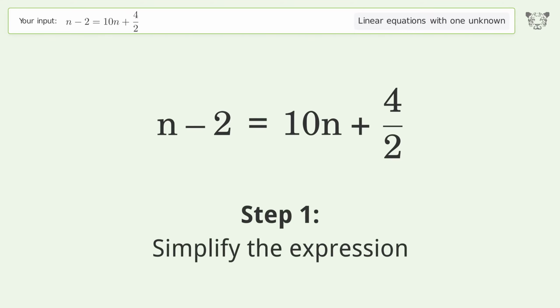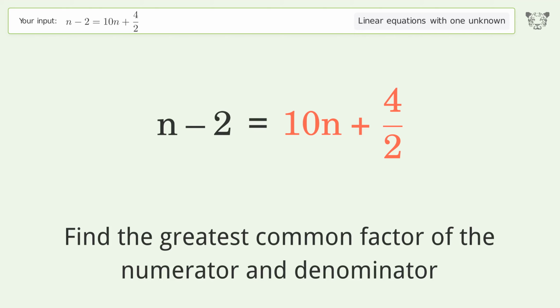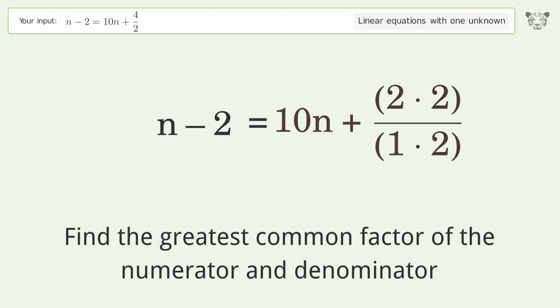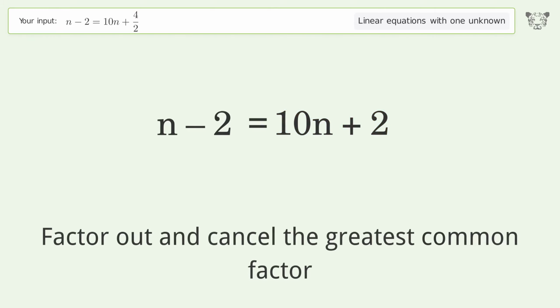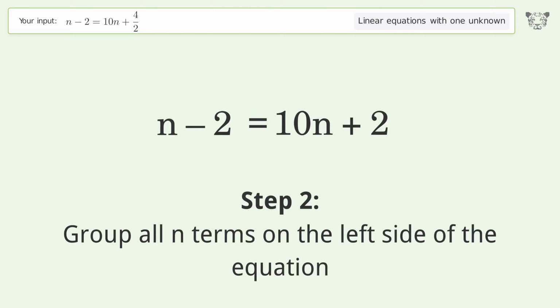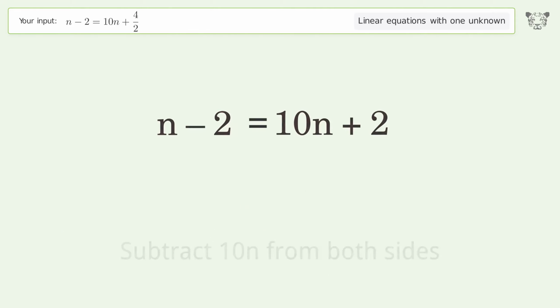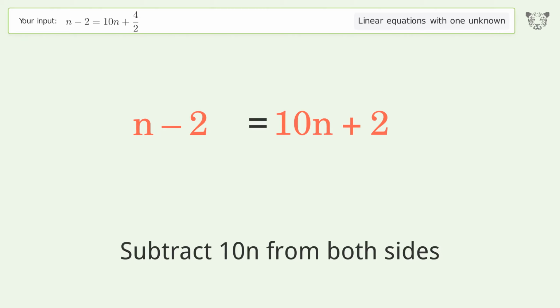Simplify the expression. Find the greatest common factor of the numerator and denominator. Factor out and cancel the greatest common factor. Group all n terms on the left side of the equation. Subtract 10n from both sides.